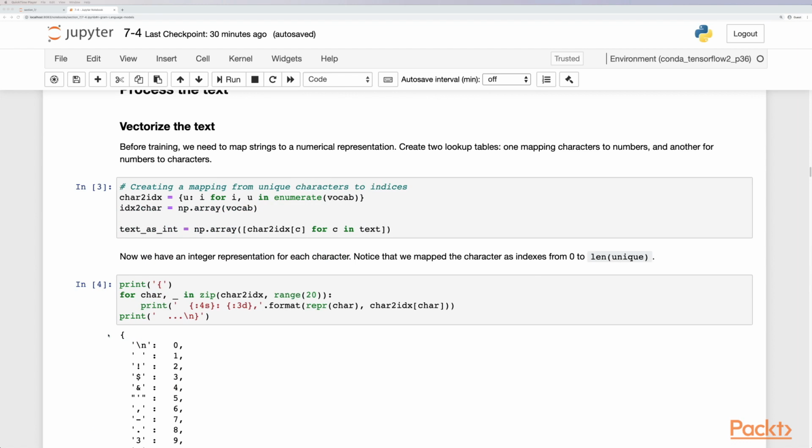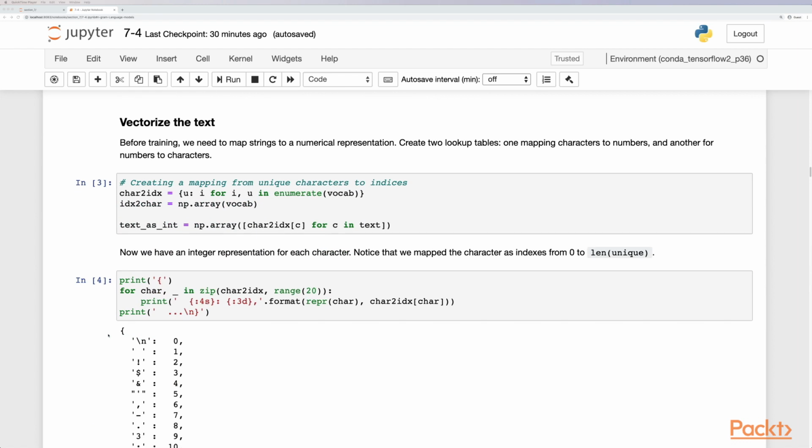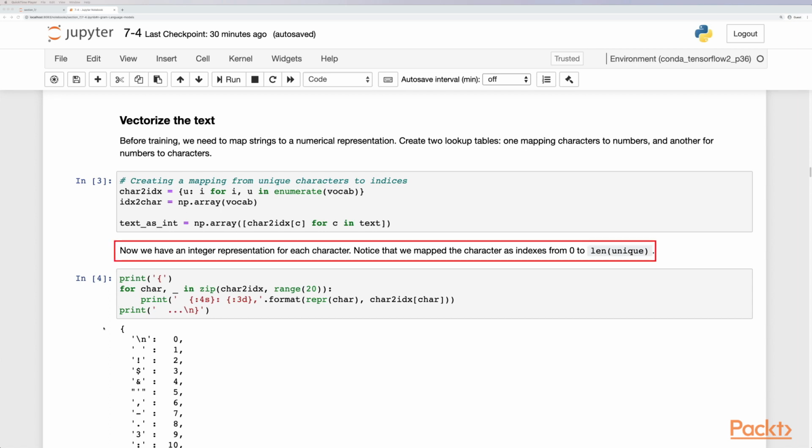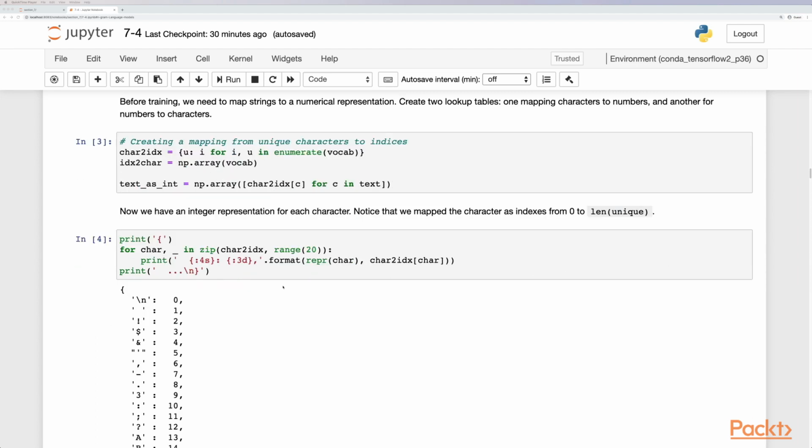Before training, we need to map the strings to numerical representation, so we can create lookup tables, one mapping characters to numbers, and another from numbers to characters. We can do this by creating a mapping from the unique characters to indices, as follows. Now we have an integer representation for each character.